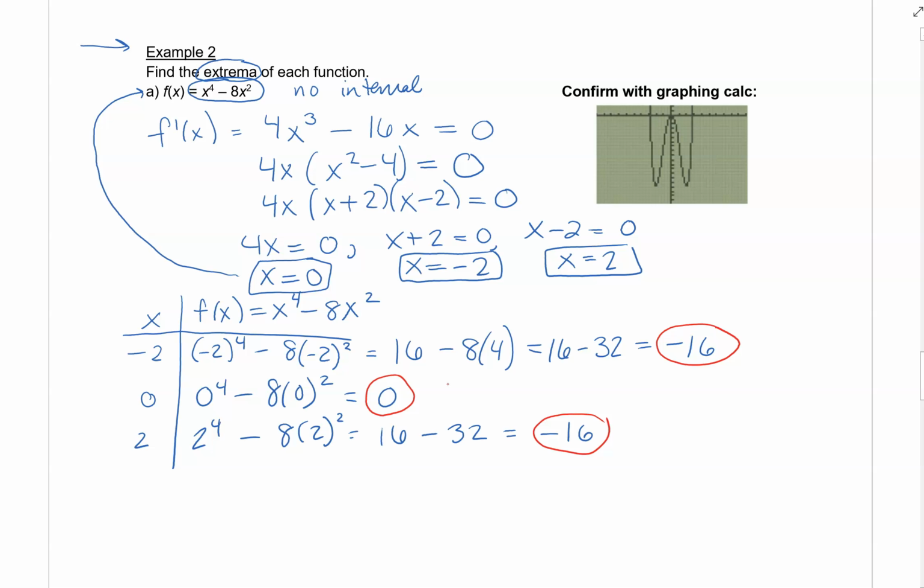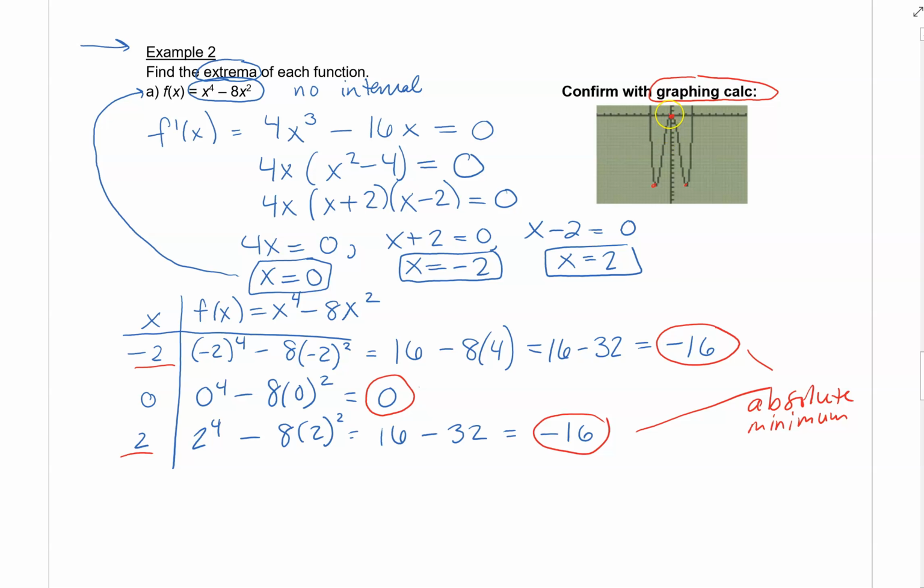It also helps, by the way, to confirm by graphing it on a graphing calculator, because we have the analytical process which will locate the lows and highs, but to know whether it's absolute or local, or max or min, it helps to match it to the graph. So these points at negative 2, negative 16, and 2, negative 16 are these ones right here. So I can see that those are absolute minimums. Whereas with 0, it's right here, 0, 0.